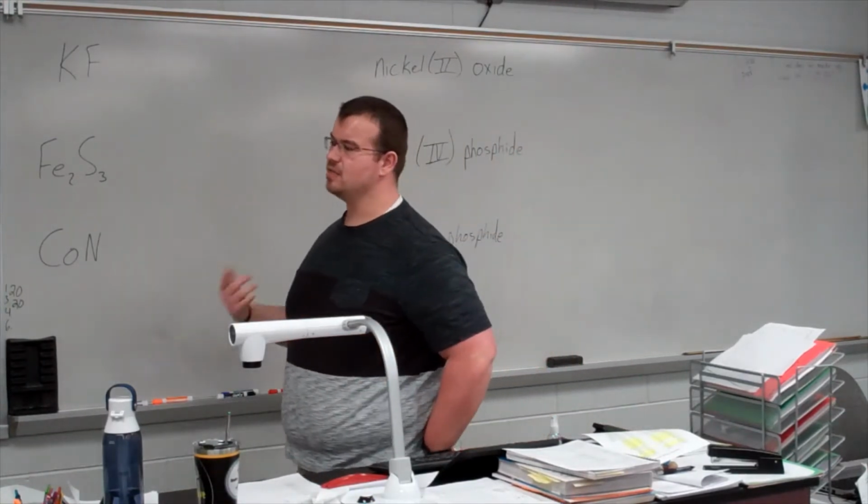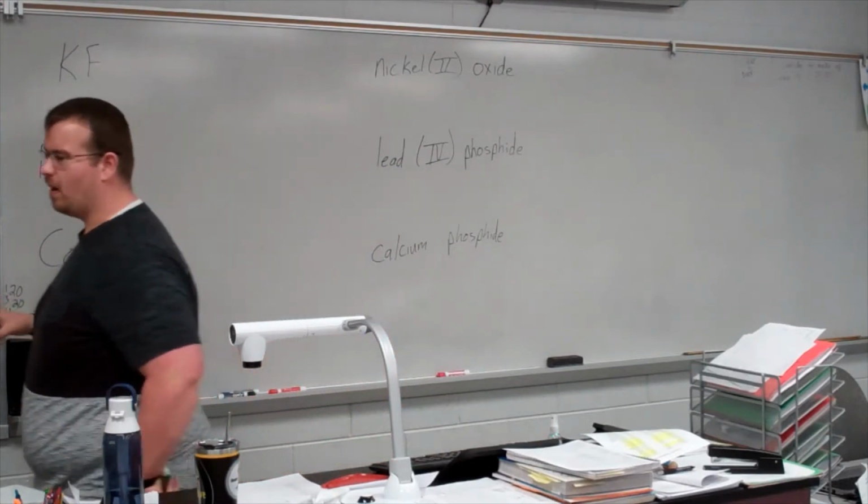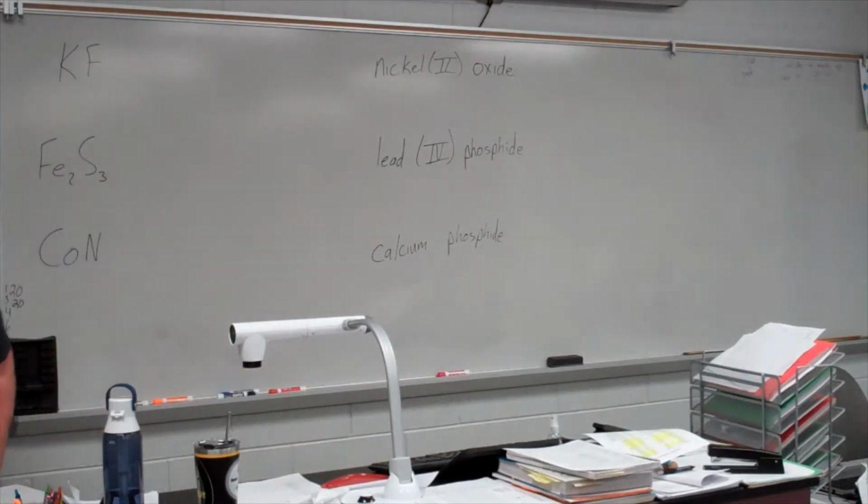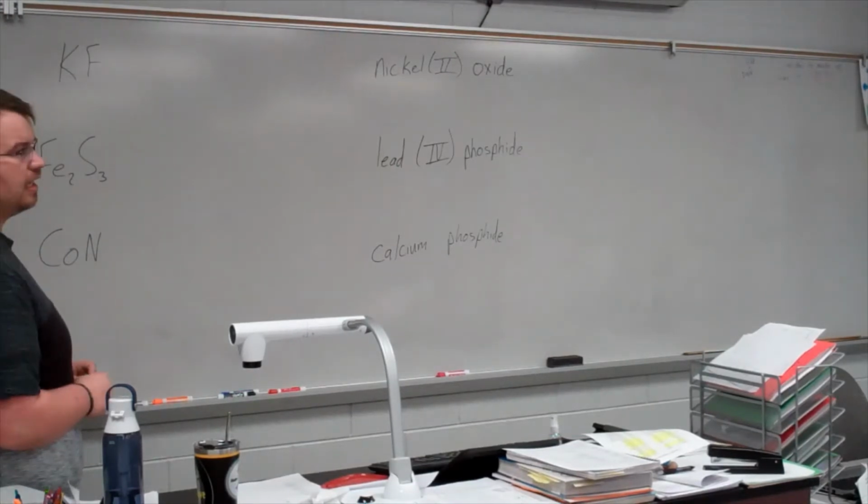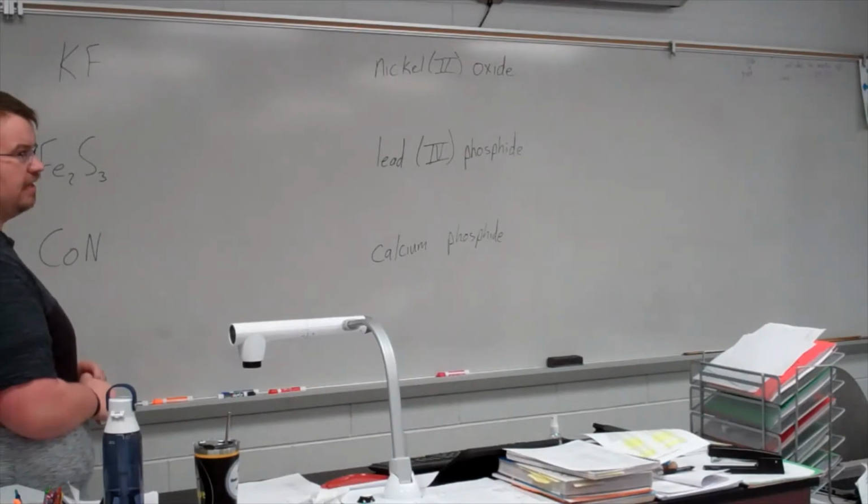Thus, having an ionic bond, we have to determine what set of naming rules we're going to use. Do we just use the monatomic rules, name the cation, name the anion, and we're good? Or do we have to use the stock system? IDE. Both of them use IDE.